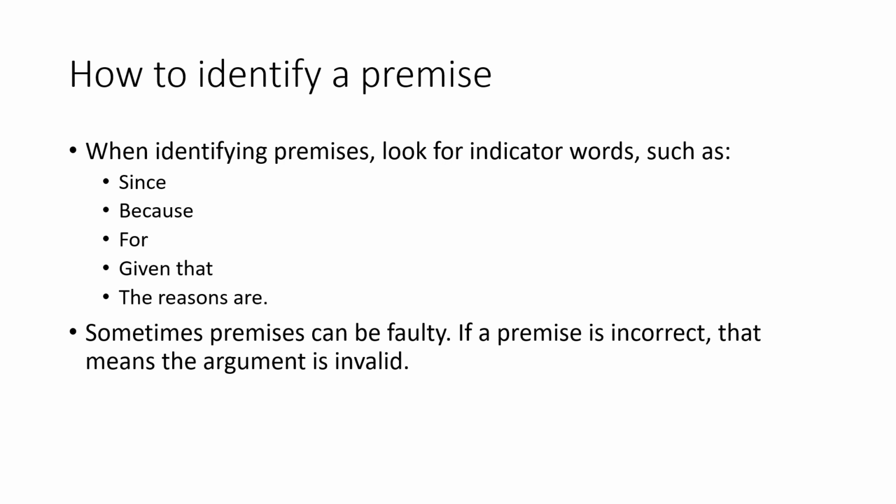Sometimes premises can be faulty, and if a premise is incorrect, that means the argument is invalid. Like the example I stated before, if I said that only some Zorbs can be blue, then the conclusion John is a Zorb is an incorrect conclusion.